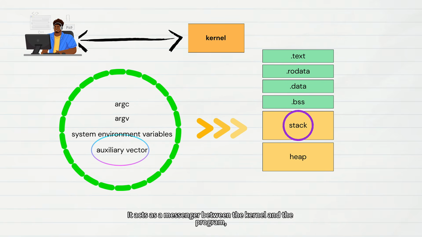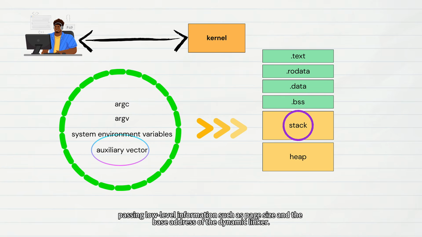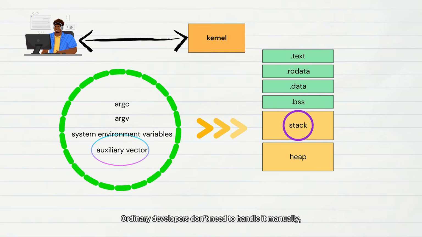It acts as a messenger between the kernel and the program, passing low-level information such as page size and the base address of the dynamic linker. Ordinary developers don't need to handle it manually, but it's indispensable core data for runtime initialization. All 4 of these components are absolutely necessary.